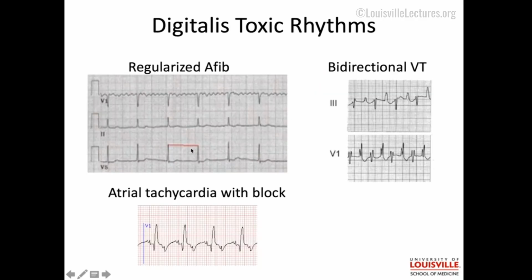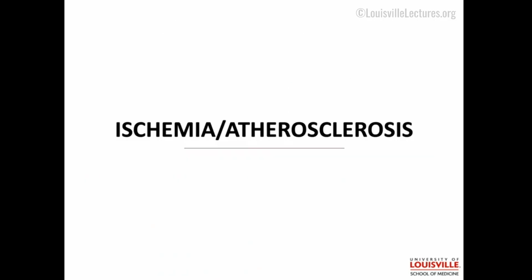Here's an example of regularized AFib. There's no P waves, but your QRSs are normalized. Atrial tachycardia with a block is also possible, but probably beyond the scope of your boards. Bidirectional VT, or having wide QRS complexes with different vectors, is also possible from dig toxicity. I think the scooped ST segments that I showed you is probably going to be the most testable one.